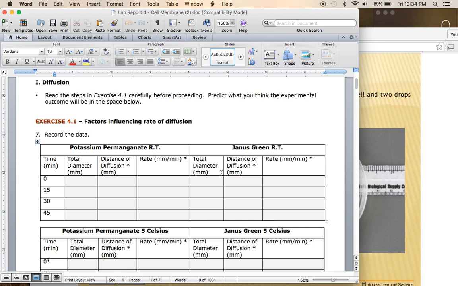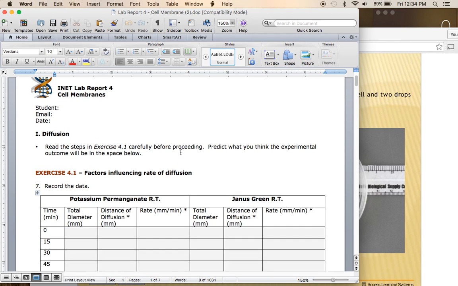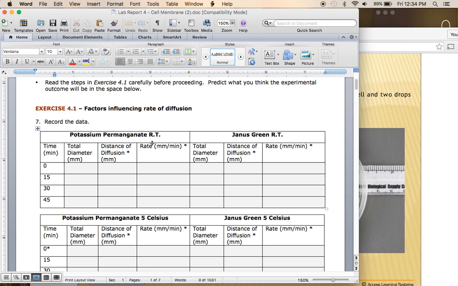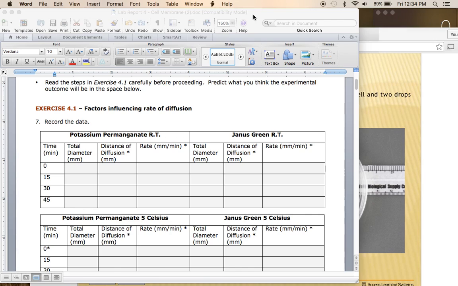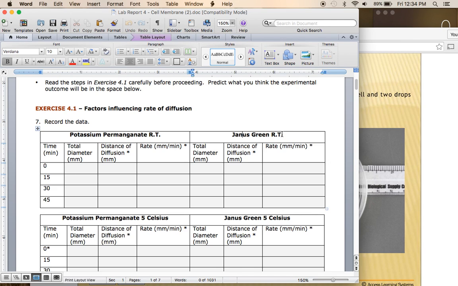The first exercise in the cell membranes lab report that you're going to be filling out is looking at two different colored dyes and how they diffuse across a plate of agar. So in the lab itself, you'll see that it's listed as potassium permanganate and then methylene blue. And I did have a note for you to basically change this Janus green into methylene blue, and you're going to be recording that. So we'll just say methylene blue for these.